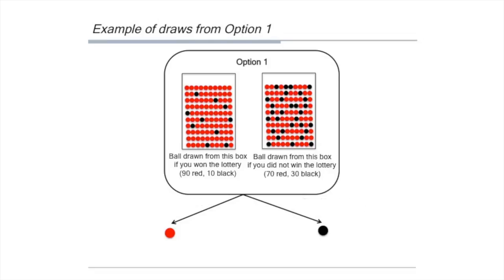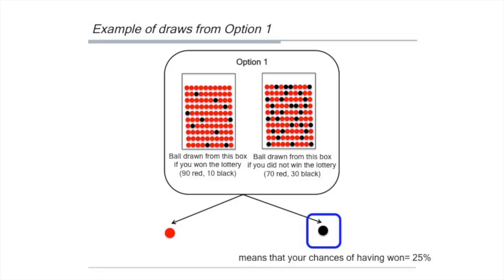What does it mean if you see a red or a black ball from option 1? If you see a red ball from option 1, it means that the chances that you won the lottery are slightly higher than 50% because there are slightly more red balls in the left box than in the right box. When we calculate the odds, we find that a red ball from option 1 means that the chances that you won are 56%.